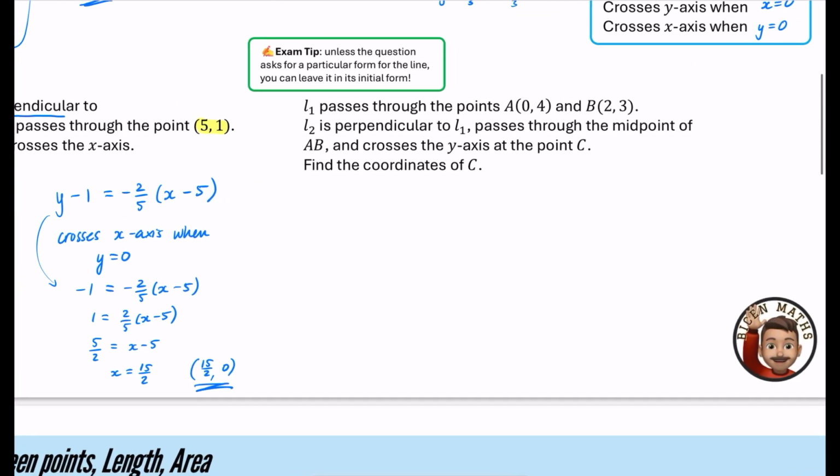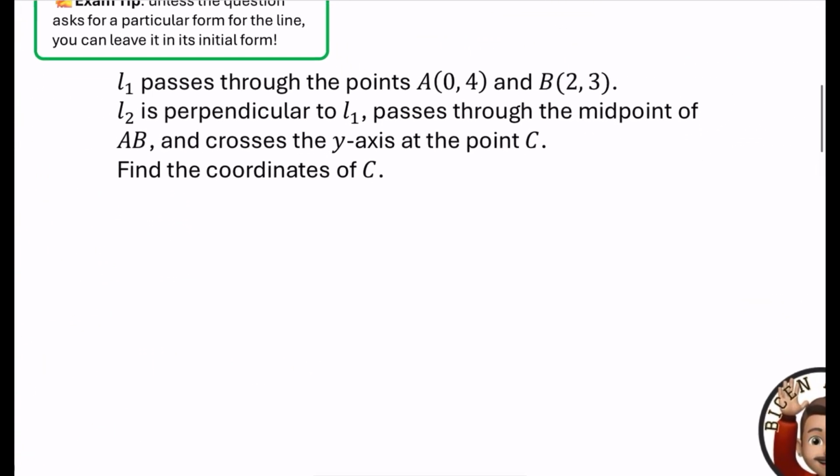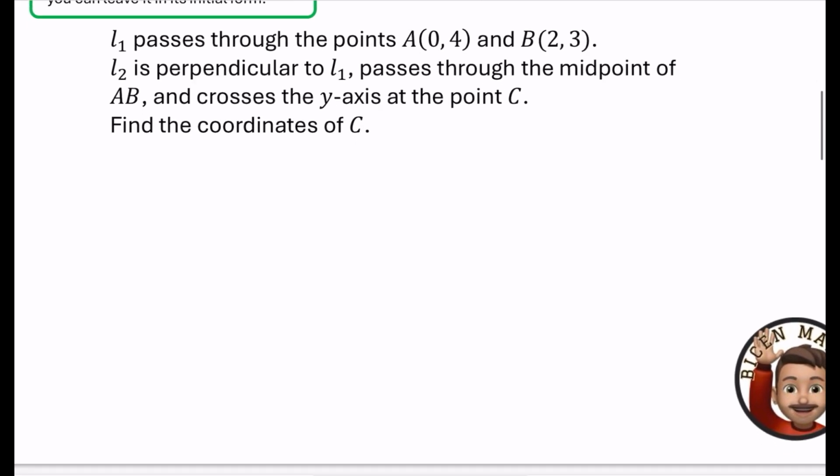Okay, now a slightly trickier one, because we've got some stuff to do with midpoints in here. We have that L1 passes through the points A and B. L2 is perpendicular to L1 and passes through the midpoint of AB. And it crosses the y-axis at the point C. Find the coordinates of C here.